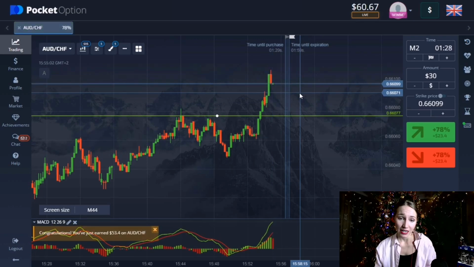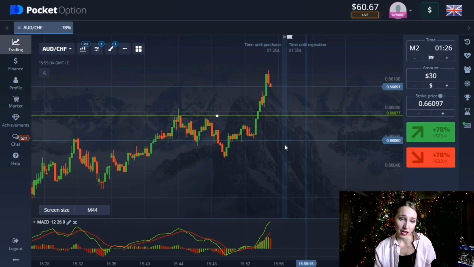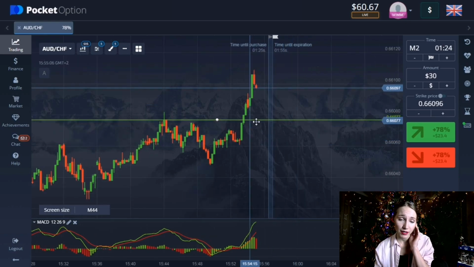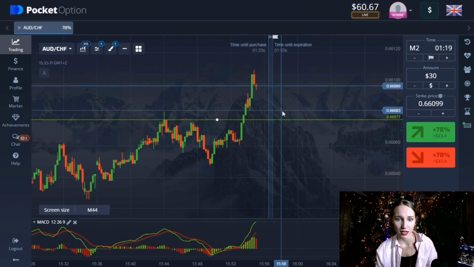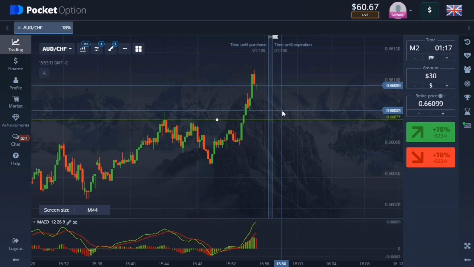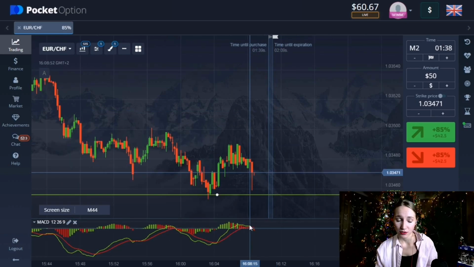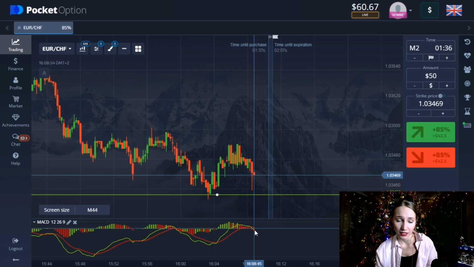Well, it's not bad. The price really continued moving to this level and then broke through it. So we're getting a very brilliant profit here. So 2 minutes were enough here. The indicator again has shown us a very good entry point. We need to continue.